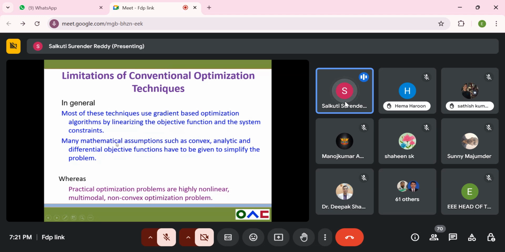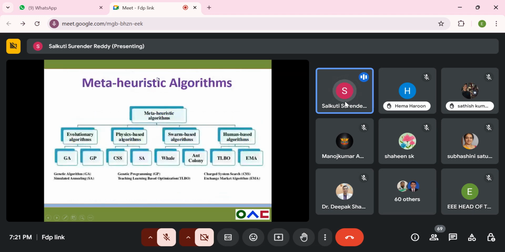Many mathematical assumptions we make, like convex, analytic, and differentiable objective functions, are there so that we can simplify the problem. But all the practical optimization problems are highly nonlinear, multimodal, non-convex optimization problems. Because of these non-convex optimization problems, the conventional techniques cannot be used. So we need to go for meta-heuristic algorithms.